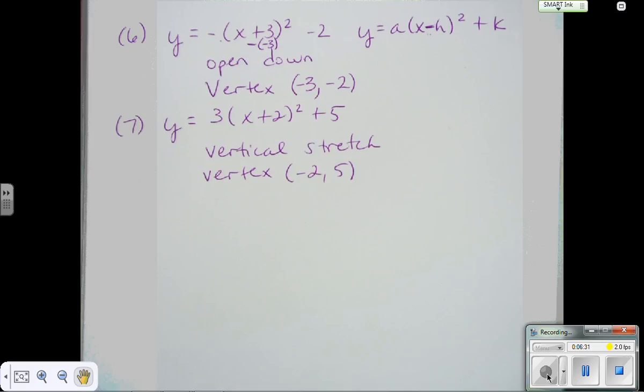So let's take a break, and then we will come back and look at 8 through 11, do maybe a couple of those, and go from there.